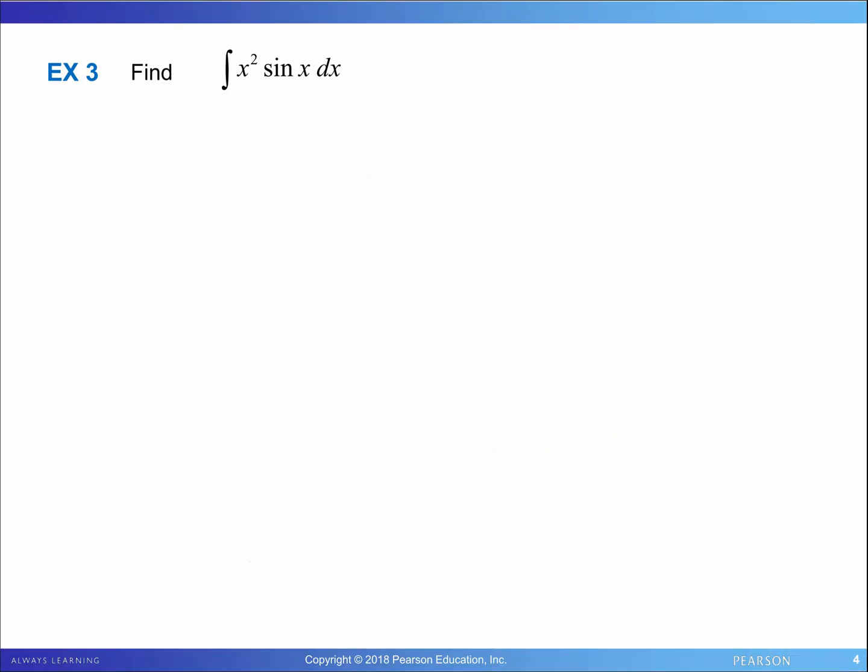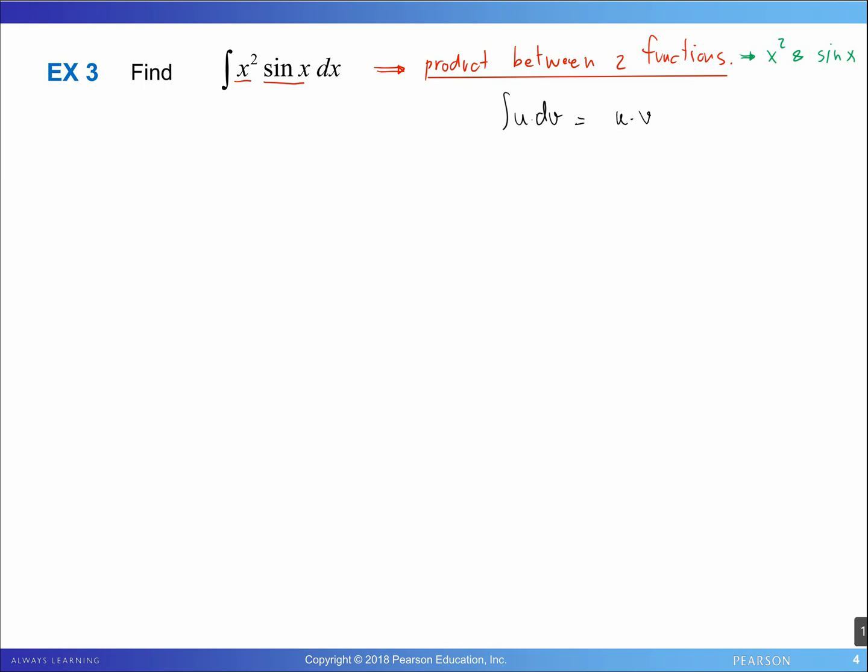In this example, we need to integrate x squared times sine x. Once again, we have a product between two different functions. In this case, we have x squared and sine x. And now when you see this, let's try by parts. Same formula, integral of u dv equal to u dot v minus integral of v du.